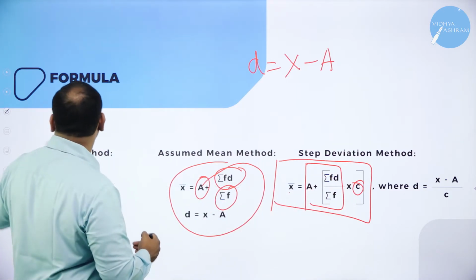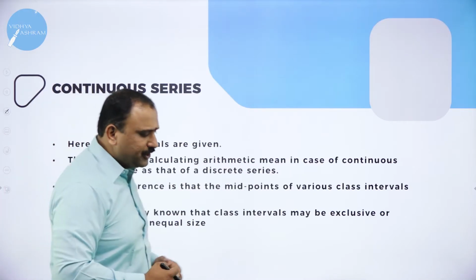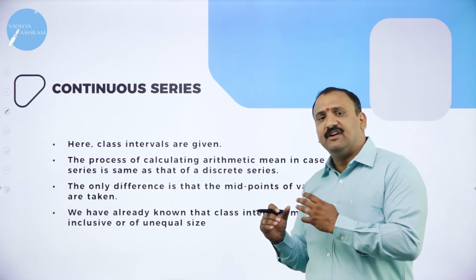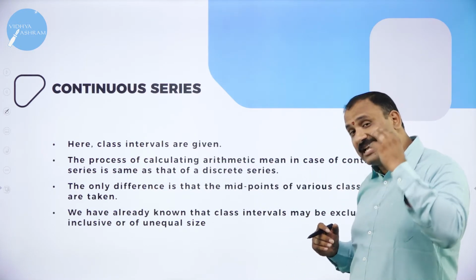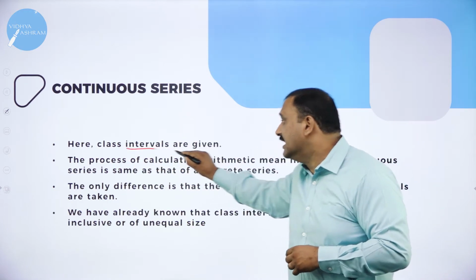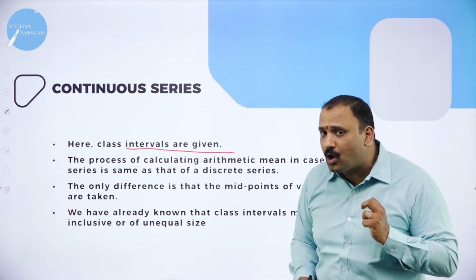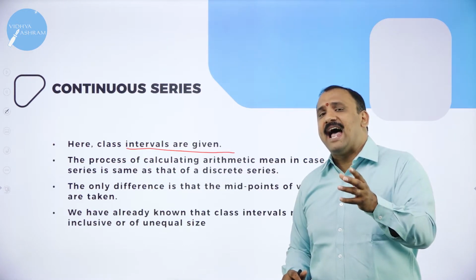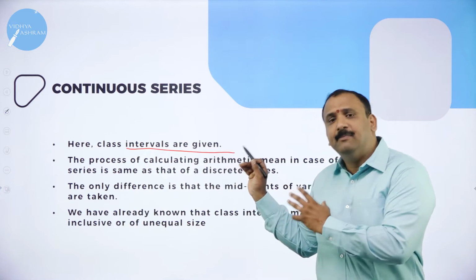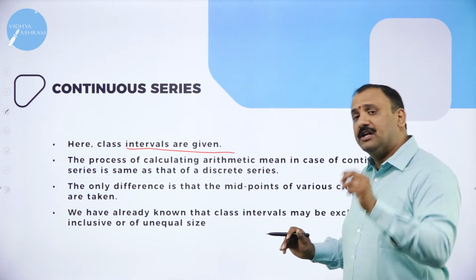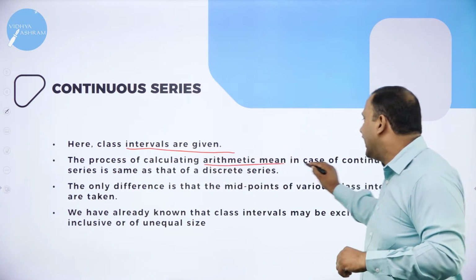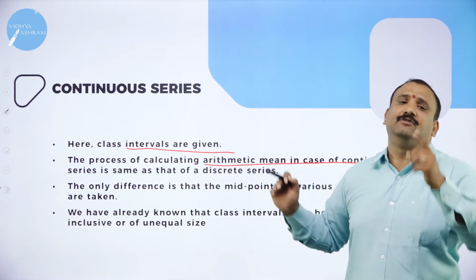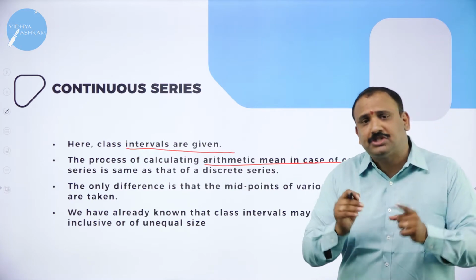Now moving forward, the continuous series. Many a time you will see that the data itself has got a continuous series. Here the class intervals are going to be given. That's the most important factor. When you talk about a continuous series, there will be some class intervals that are given, so the process of calculating arithmetic mean in the case of continuous series is the same as that of discrete series. So that is the most important factor.